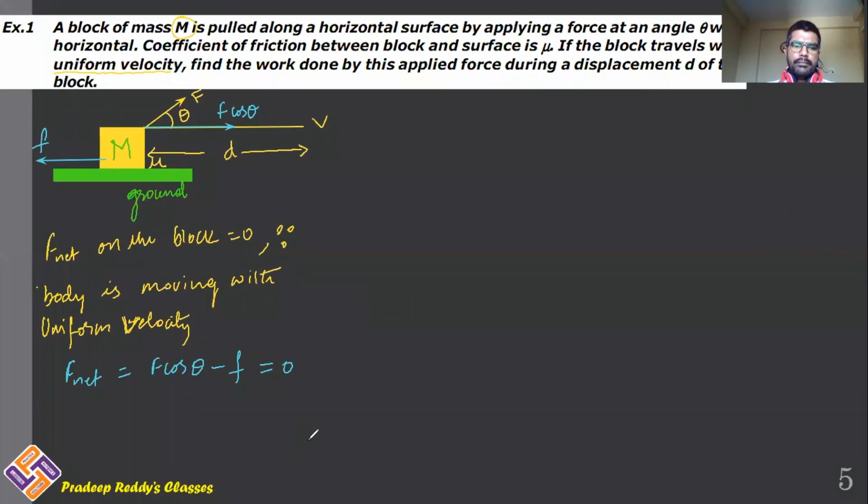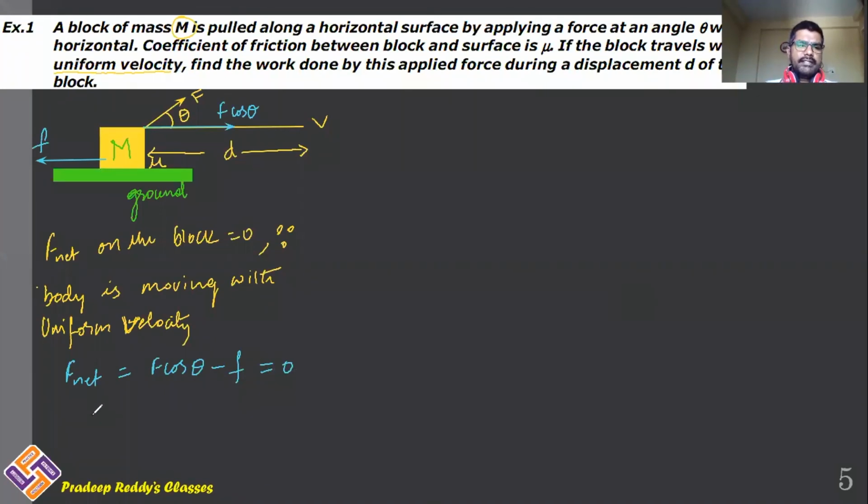Why is it 0? Because the body is traveling with uniform velocity. It is not moving with an acceleration. It means that the right side force and left side force are balanced with each other. So I can simply write F cos theta minus frictional force F is equal to 0.